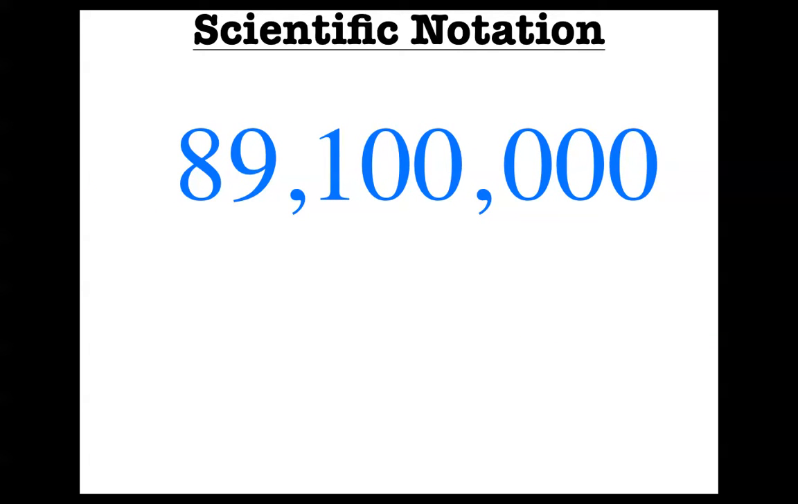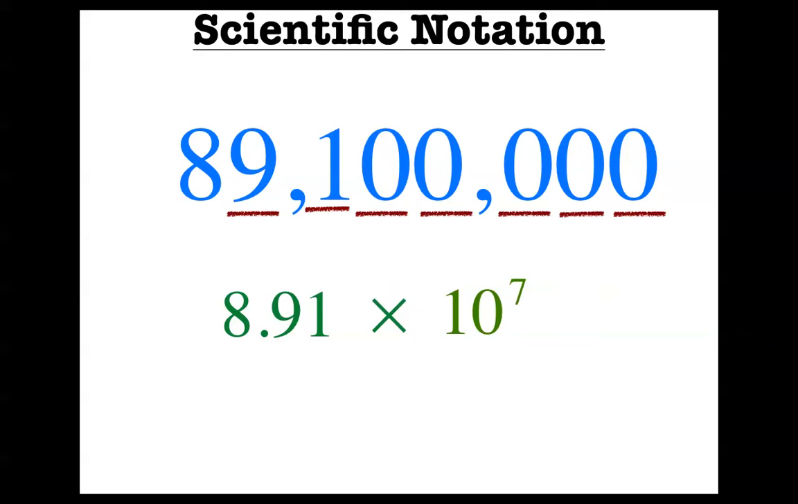That's easy, okay? If you have 89,100,000, we are going to count the zeros, but notice that would be 891 times 10 to the 5th. But we don't want 891, we want 8.91. We don't want 89.1. And since we went 1, 2, 3, 4, 5, 6, 7 places, we're going to say it's 8.91 times 10 to the 7th power. So actually writing things in scientific notation is really pretty easy.